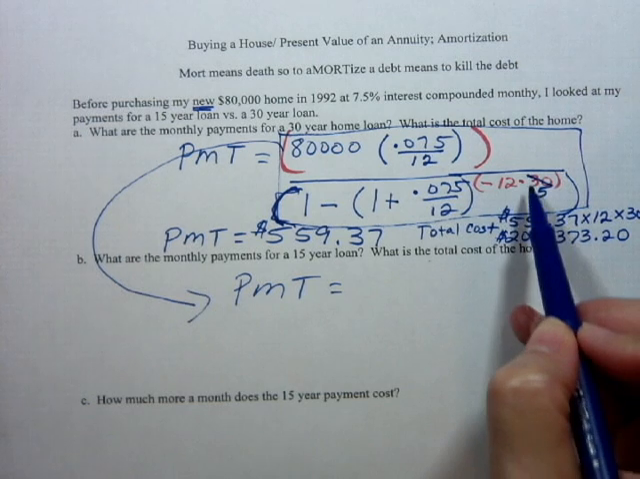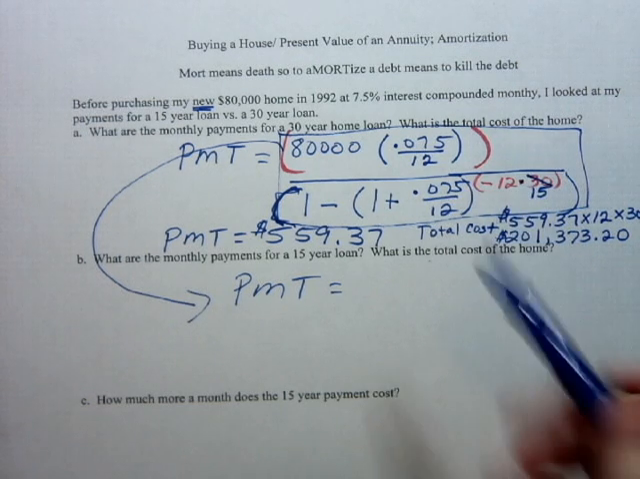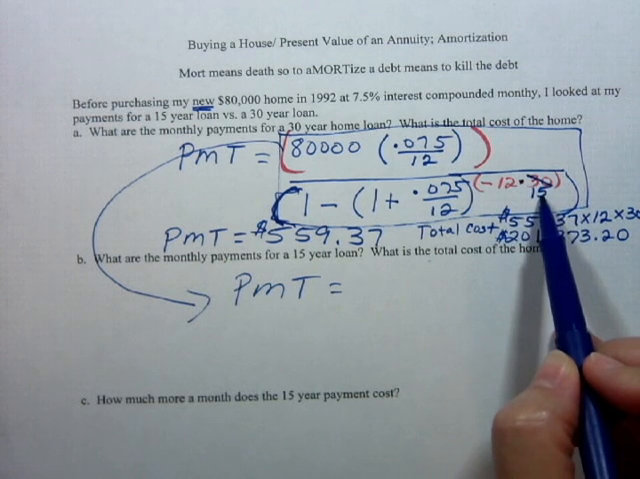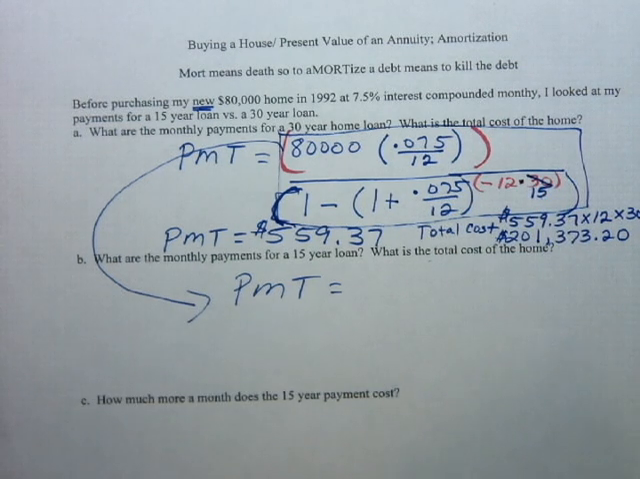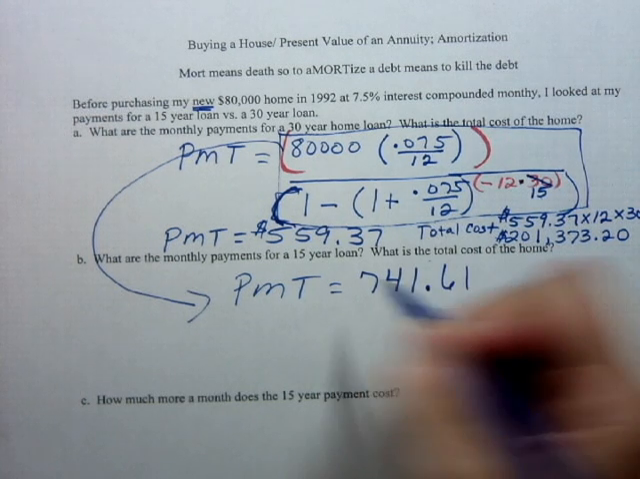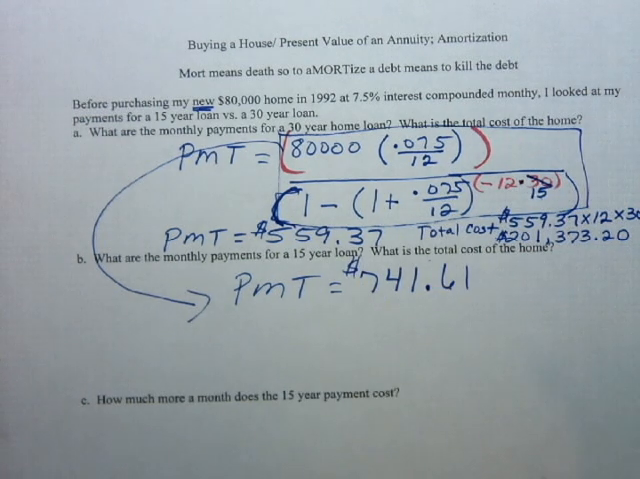I'm going to re-enter this whole thing in my calculator. If you know how to edit, if you're using a graphing calculator, you don't have to enter the whole thing. But if you don't know how to edit, I'm going to enter the whole thing, but instead of that 30, I'm going to put a 15 for a 15-year loan. When you do that, you're going to get $741.61. Now, I hope you're pausing this and actually entering it in on your calculator, because you need to make sure you can enter it in and match these answers.